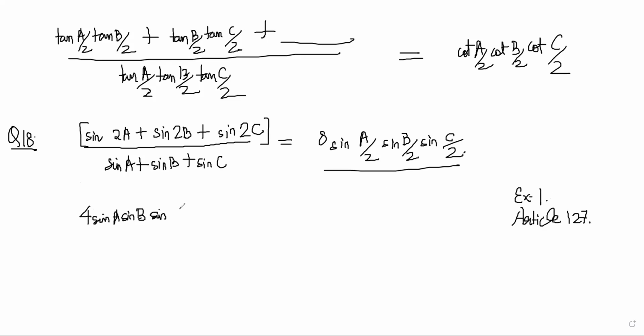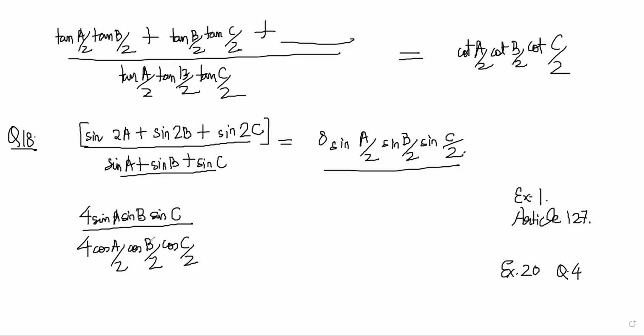And exercise 20, question number 4. What is that? Sin A plus sin B plus sin C equals 4 cos A by 2 cos B by 2 cos C by 2.